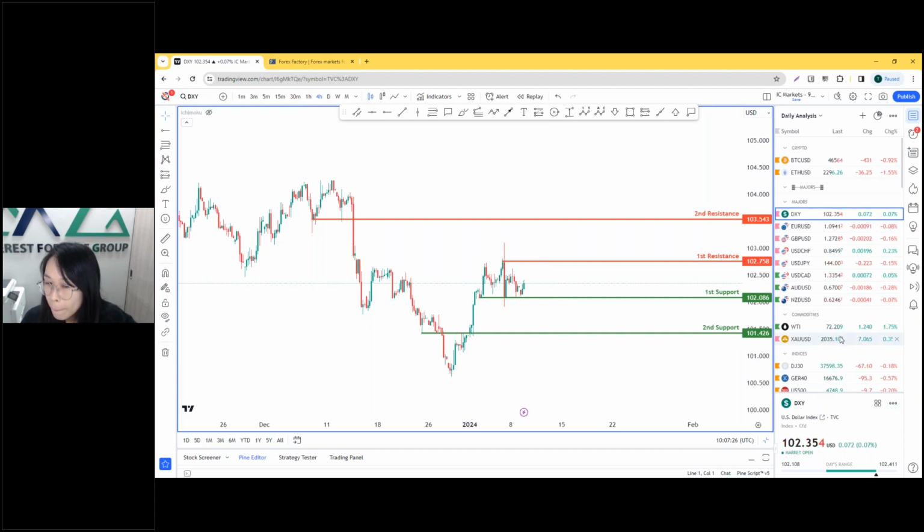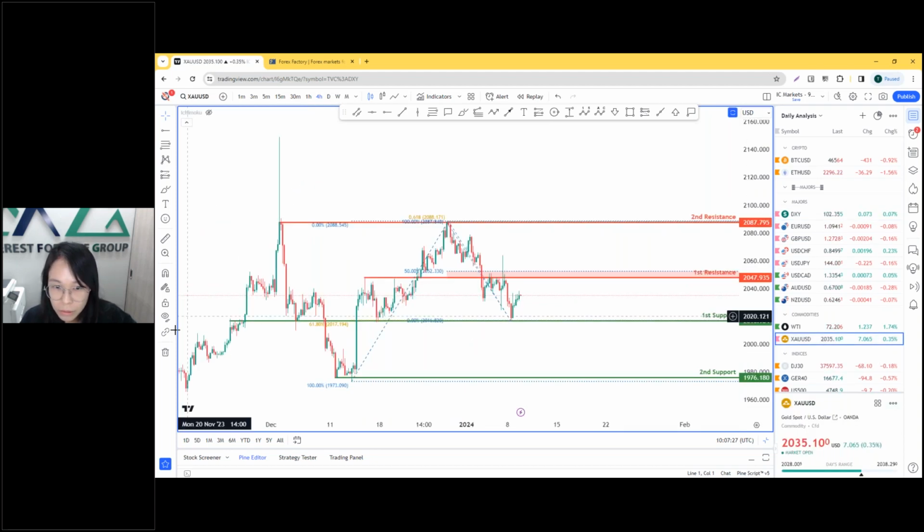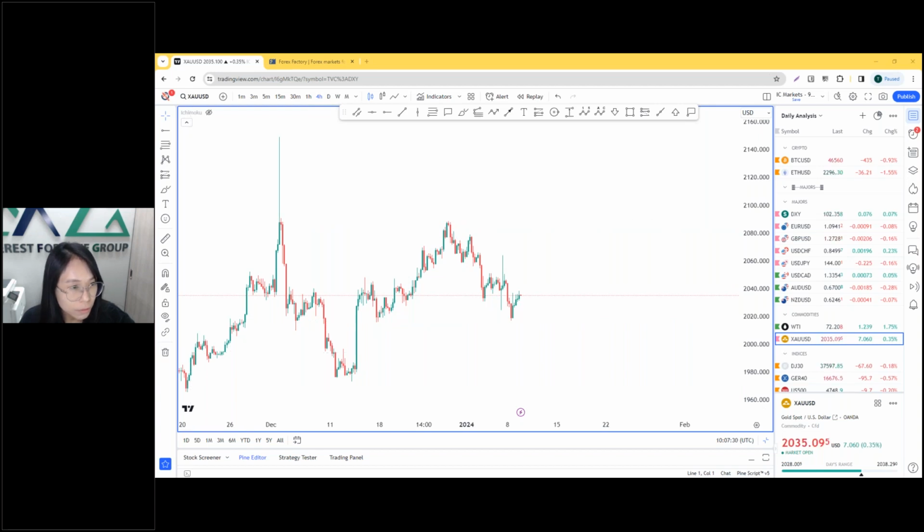Next up we'll take a look at gold. I'm sure that many people are into trading gold. Gold is currently quite bearish, below the Ichimoku cloud. It looks like it's bearish for now.